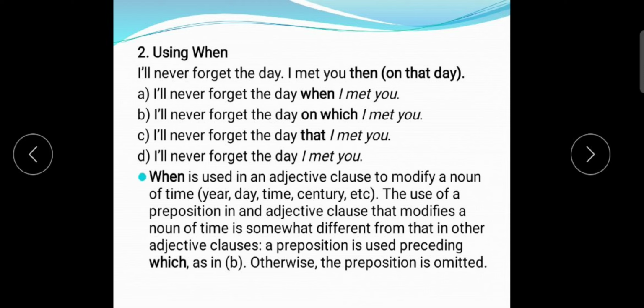When is used in an adjective clause to modify a noun of time, for example year, day, time, century, and so on. The use of a preposition in an adjective clause that modifies a noun of time is somewhat different from that in other adjective clauses. A preposition is used preceding which, as in B. Otherwise, the preposition is omitted.